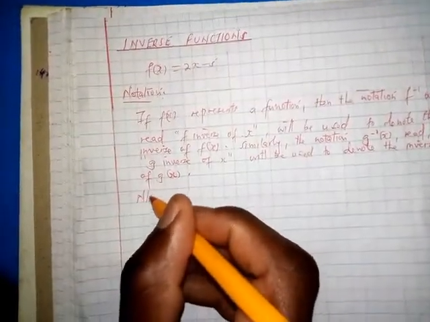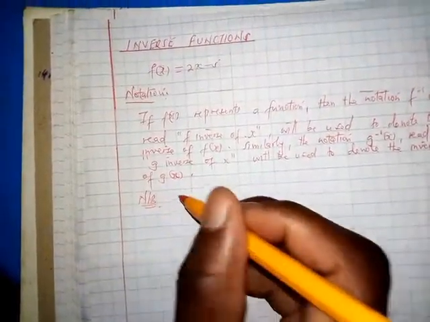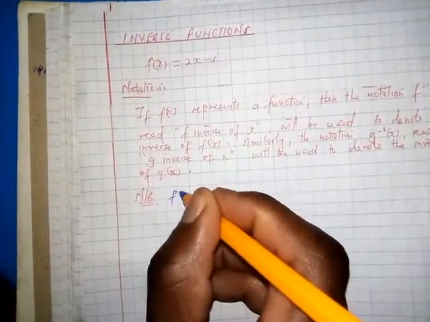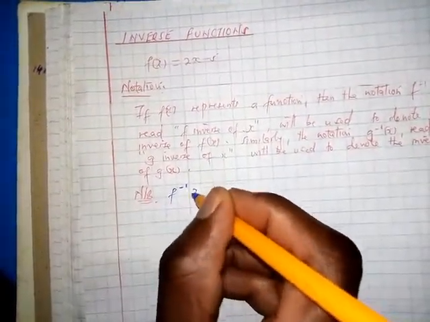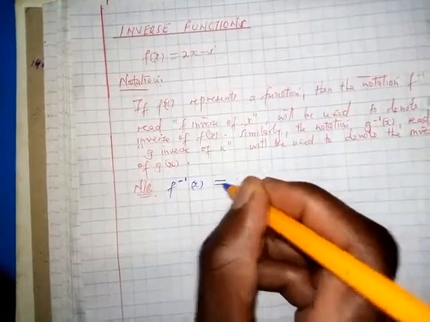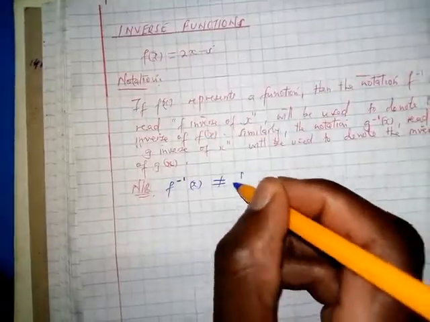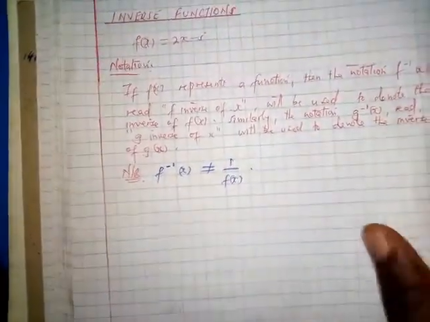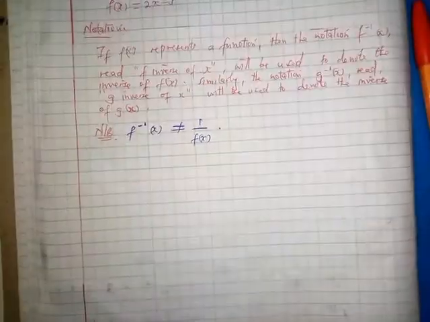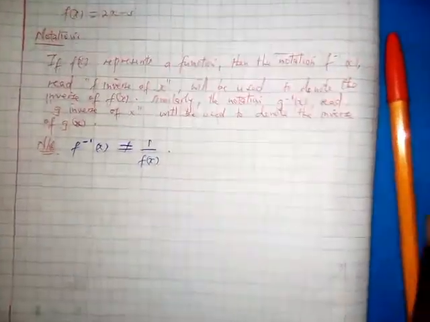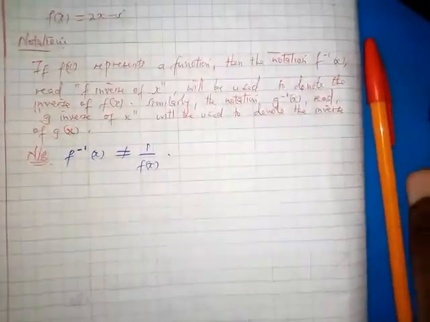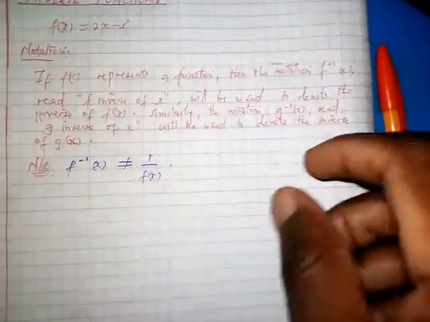NB, I'll say an NB that f inverse of x is not the same as 1 over f(x). And it's very important not to confuse function notation with negative exponents.